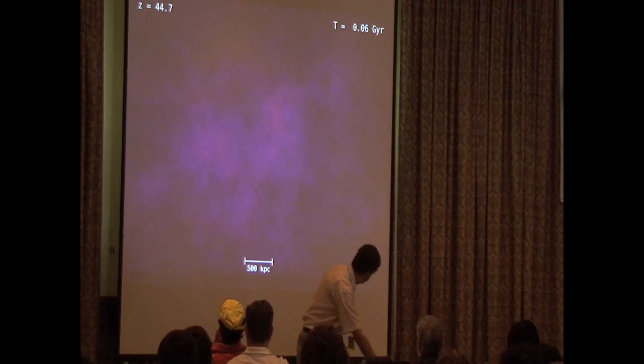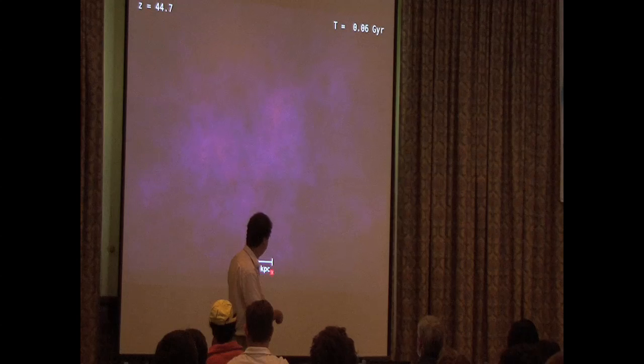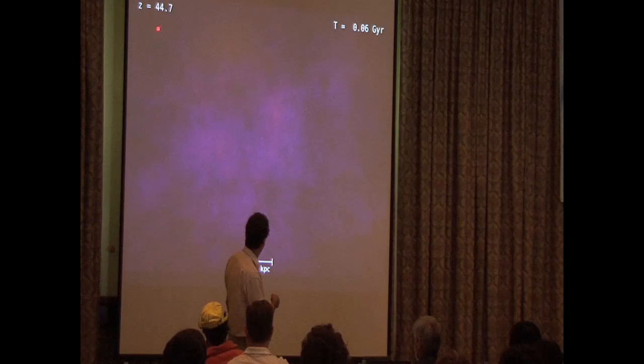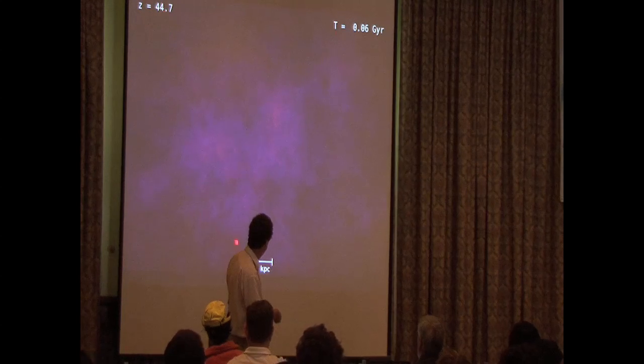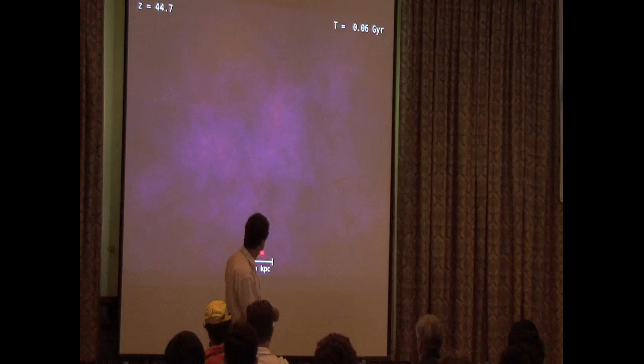Okay, this shows up. So what do you see here? This is a scale bar. This is in co-moving units. So this is at a redshift of 50, close enough. So this is actually only 10 kiloparsecs in physical units long. This is because this is a co-moving scale.